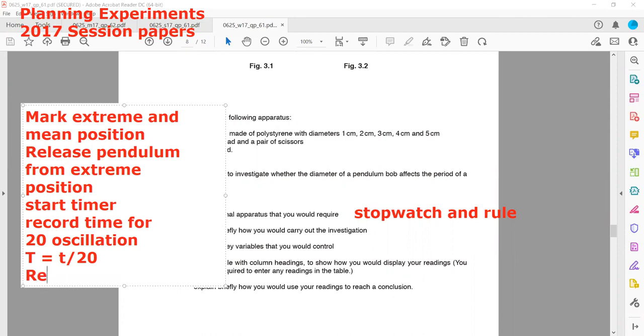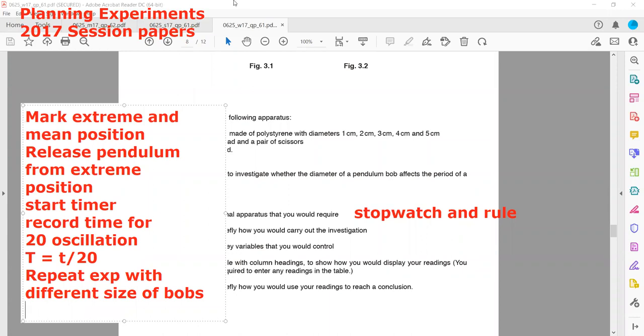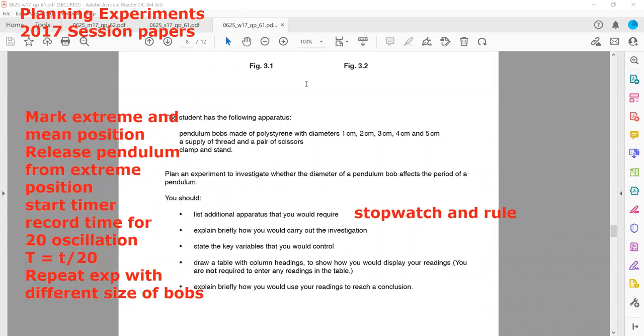Then we will repeat the experiment with a different size of bob. Like we did for 1 centimeter, then we'll do it for 2, 3, 4, and 5. So this is how we carry out this investigation. That's a plan.